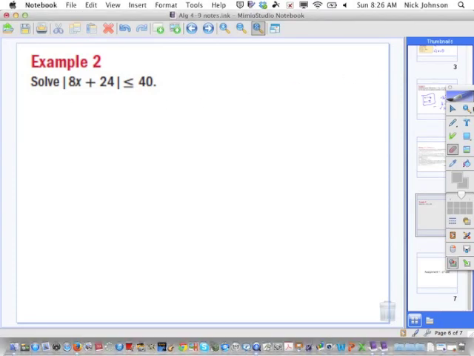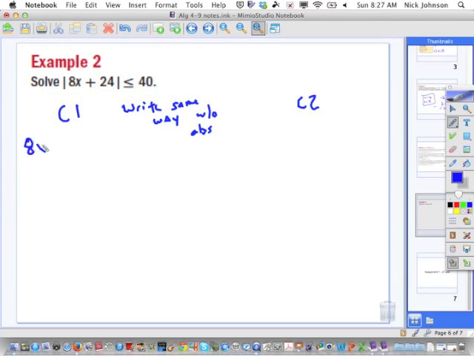So we have our case 1, case 2, and what happens in case 1 is you write it the same way without absolute value signs. 8x plus 24 is less than or equal to 40. So case 1's very simple. Write it just like it is without the absolute value sign.